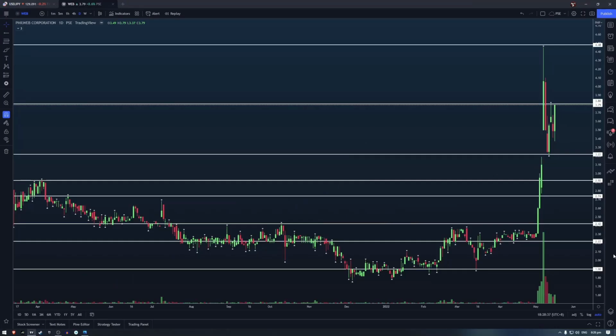And then finally, tignan po natin yung web. Now, tong web, a lot of people were very excited for it. We pushed higher, almost reached tong 4.48 na resistance level natin from before. 'Di ba? Nabitin ng konti, then we rolled over. Ngayon, nag-form tayo ng range between 3.22 and 3.8, and in fact, today we closed at 3.79.